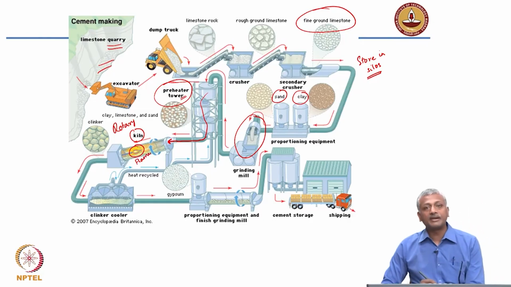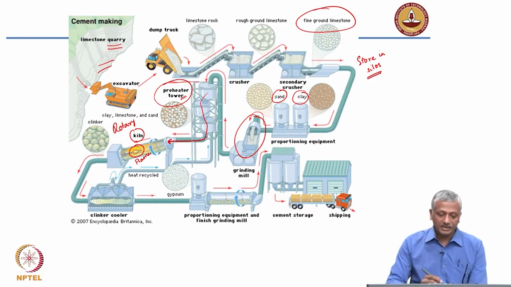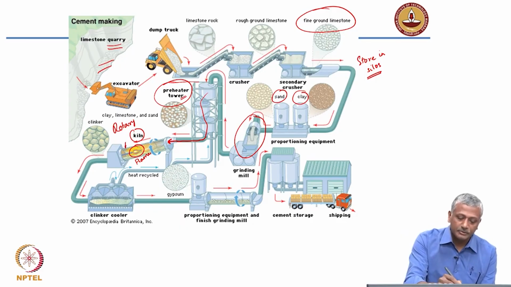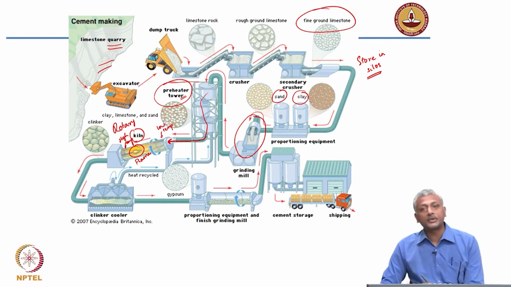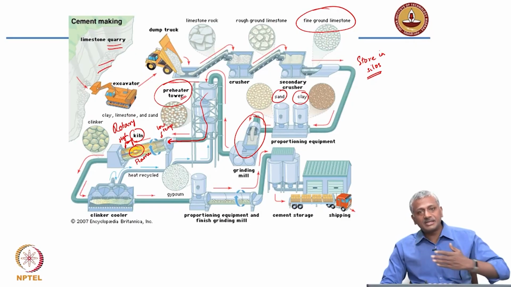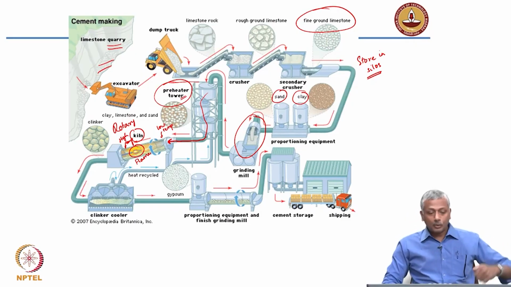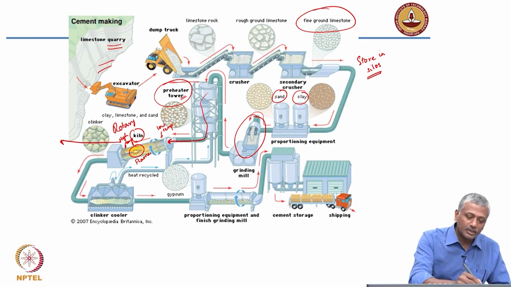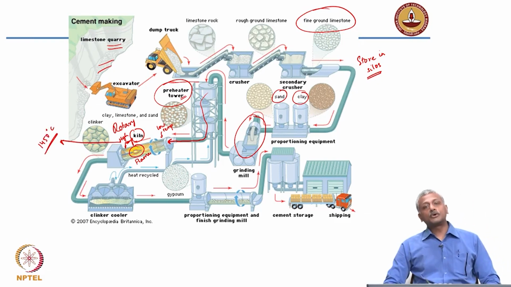You have a flame which is burning at the other end. That means the temperature is very high here, so high temperature in this end and a lower temperature in this end. So, as the material goes from one end of the kiln to another, it is subjected to a series of different temperature scales going as high as 1450 degrees Celsius. It goes all the way up to 1450 degrees Celsius.